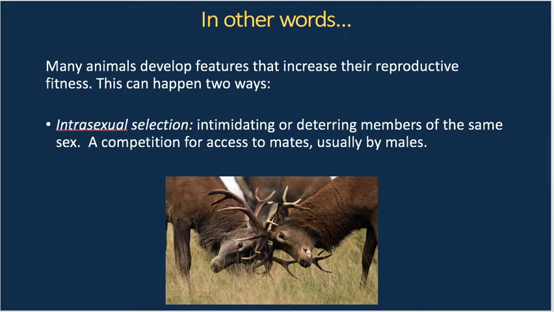You can see the picture here of these two deer that are fighting with each other. What usually results from this type of selection is some kind of anatomical feature that's used for fighting, whether it's size or strength or horns or antlers, large canines, what have you. It's usually some kind of feature that results as a means of fighting for access to females.